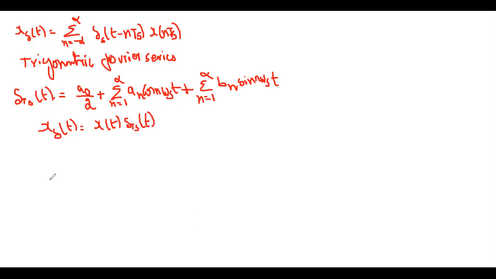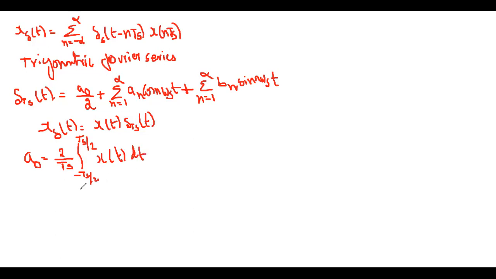x delta of t is equal to... In this, a naught is equal to, what is a naught? a naught is equal to 2 by ts, the integral from minus ts by 2 to ts by 2 of x of t into dt.